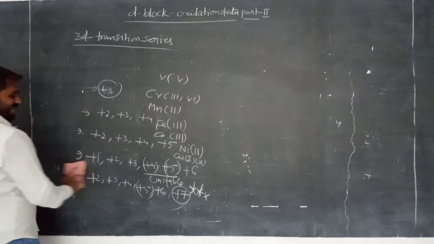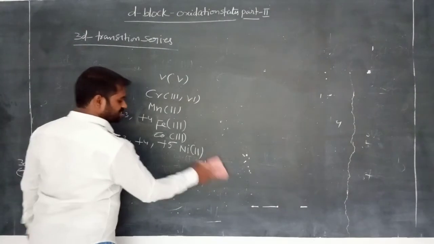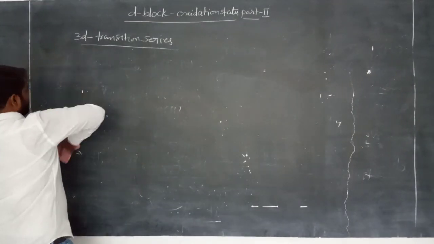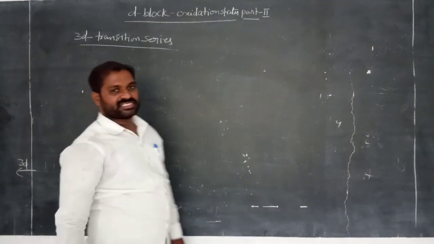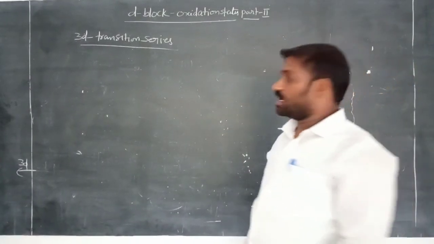So simple: scandium does not show variable oxidation state, zinc does not show variable oxidation state, cadmium does not show variable oxidation states. Remember this. So in the 3D transition series, which one shows the maximum oxidation number? Manganese, +7. Okay, remember this.